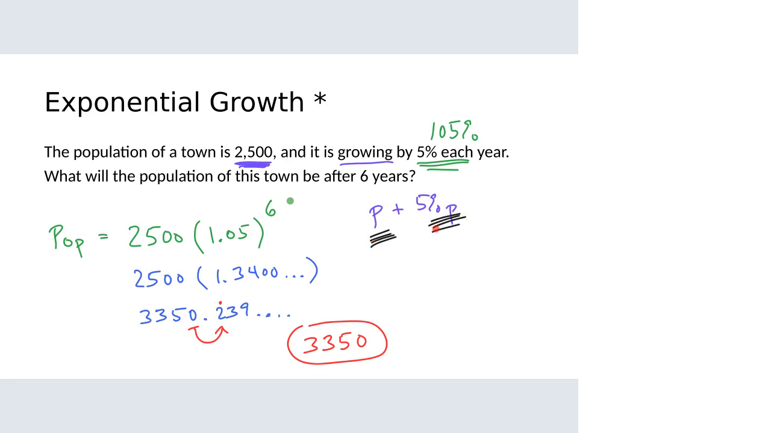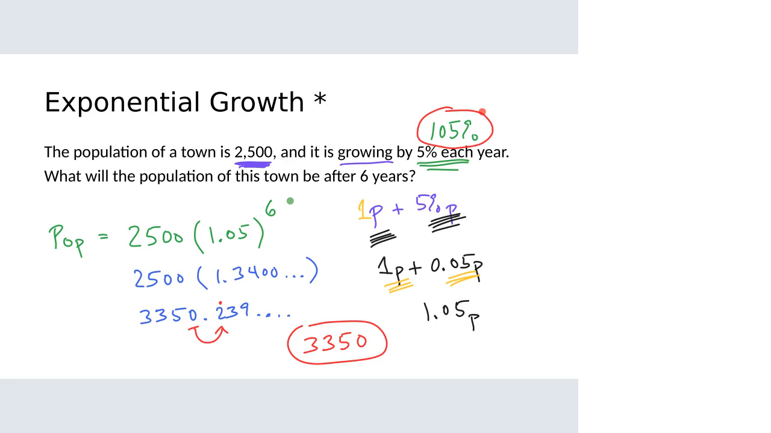Here's our 5% growth. And so what we have then is 1 times the population plus 5% of the population. And now these are like terms. We have 1 plus 0.05. We add those together, and that's where the 1.05 comes from. Essentially, what we're saying is after that year of growth, the new population is going to be 105% of the old population.